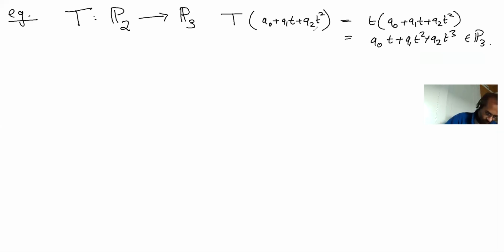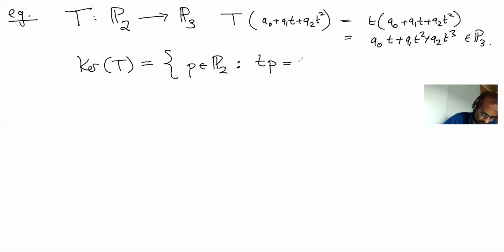And now let's ask, what is its kernel? So the kernel of this is the set of all polynomials in P2 such that t times that polynomial is equal to 0. Okay, so which polynomials have the property that when you multiply them by the variable t, you get 0?